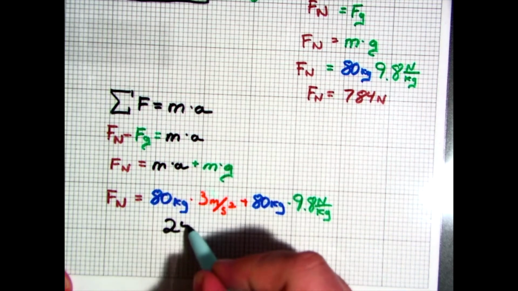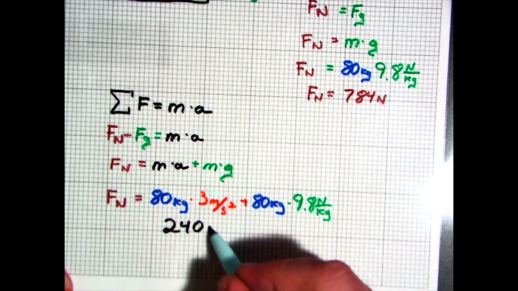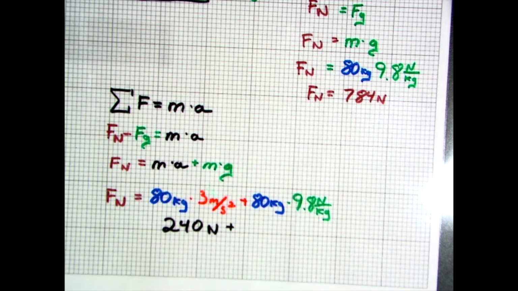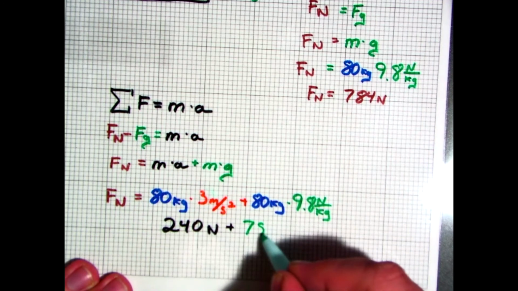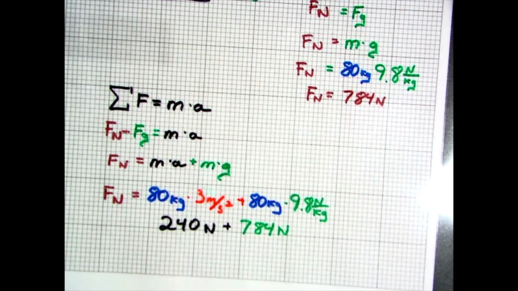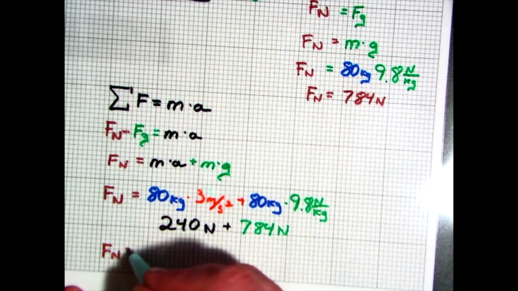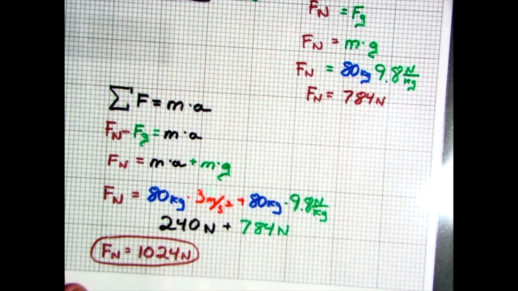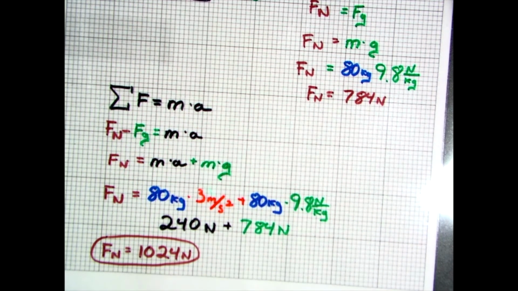So 80 kilograms times 3 meters per second squared is going to equal 240 newtons. And 80 kilograms times 9.8 newtons per kilogram is going to equal 784 newtons. And when you add both of those up, we end up with a force normal equal to 1024 newtons.